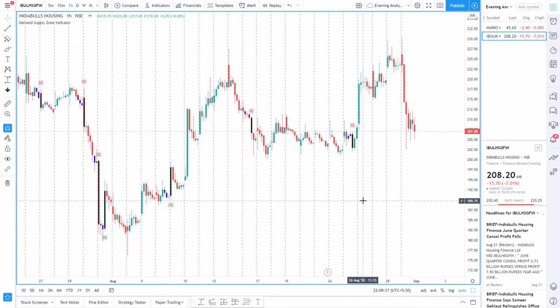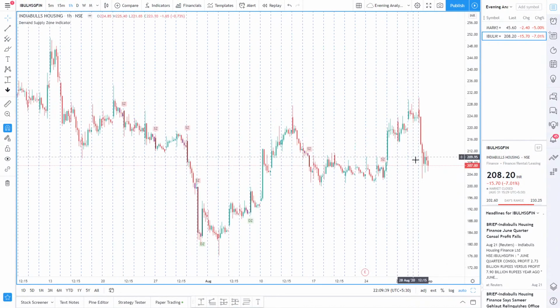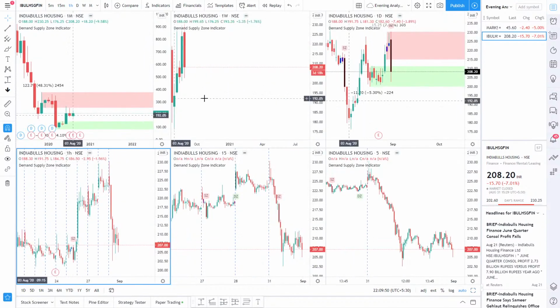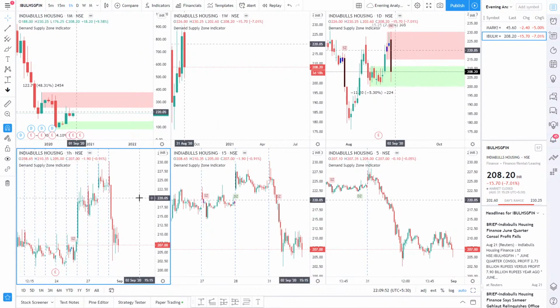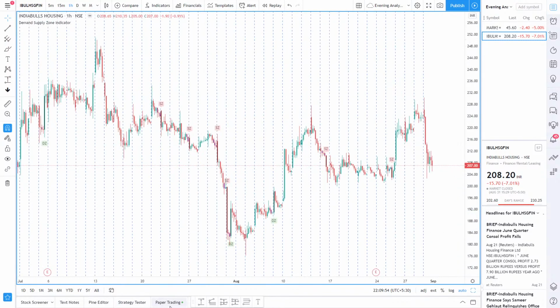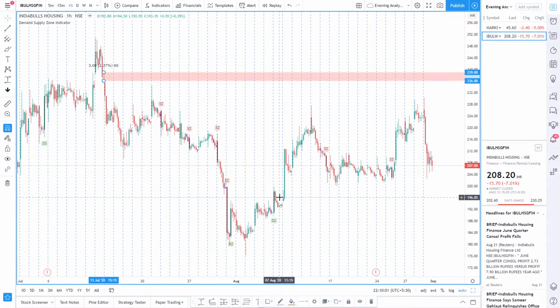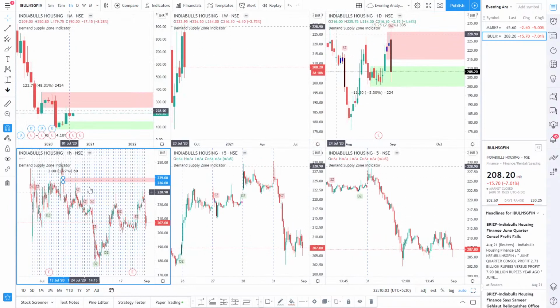Moving on to the next time frame, which is going to be my hourly chart. On the hourly chart, on the demand side, I don't see anything of quality anywhere close by. On the supply side, yes, we do have this area. Probably we can keep an eye on this. Let me see, where is the zone? Let me first draw it, and then I'll see where we are when it comes to the supply zone. Alright, so this is where we have our supply.